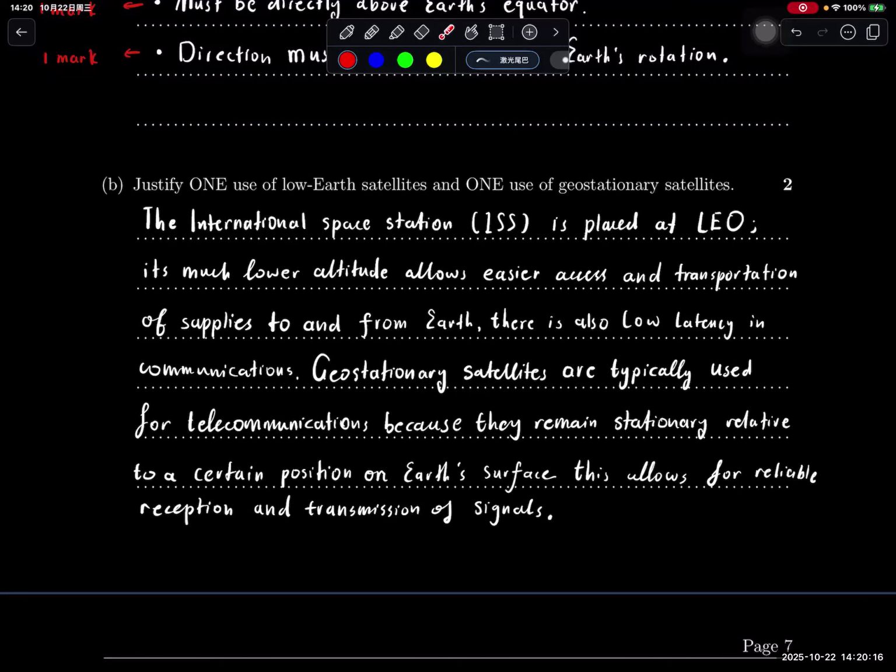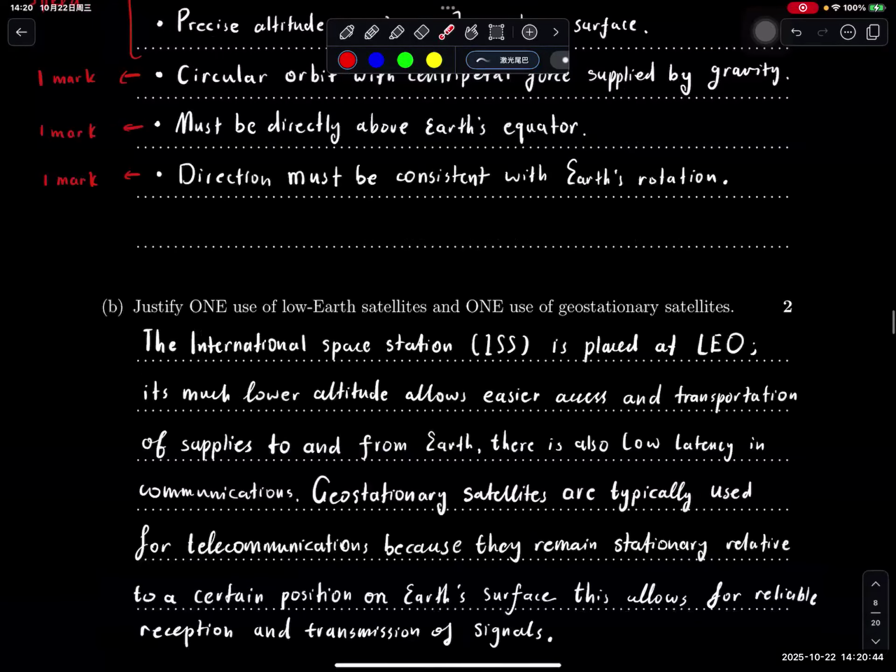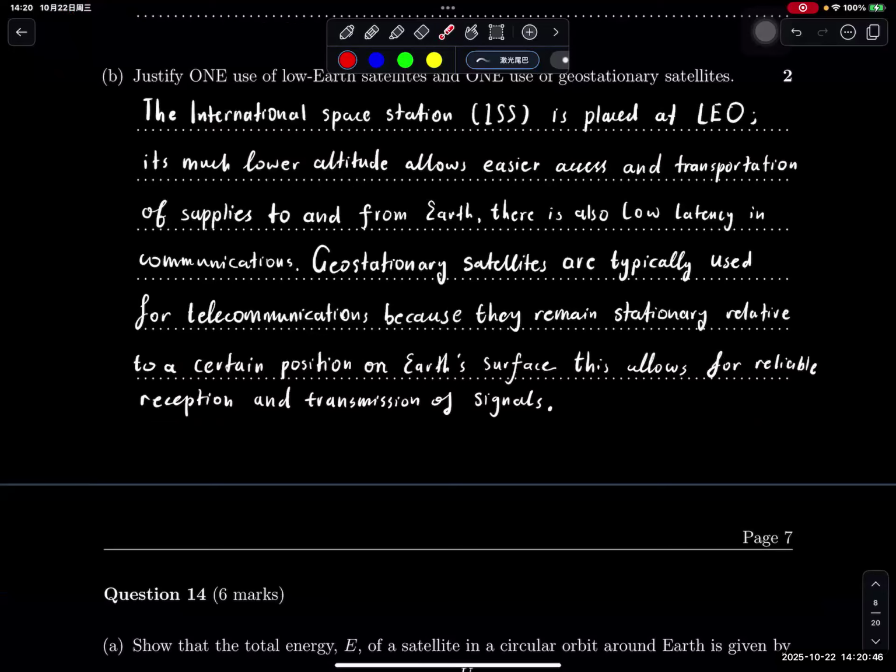And because it's also closer, the communication delay is very short, so it could also be used in communications as well. Geostationary satellites are typically also used for communications, but because it's always above one point on Earth, it's almost like focused. It's very good for local communication and broadcasting. So I just basically see anything that makes sense in terms of their orbital characteristics should be fine.